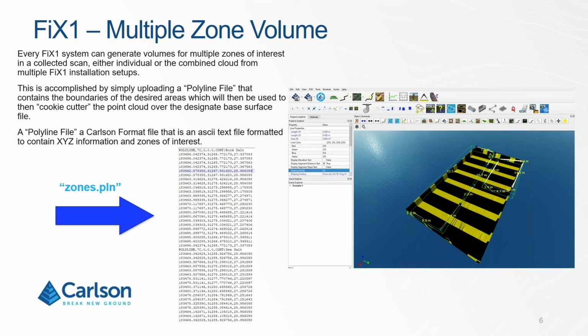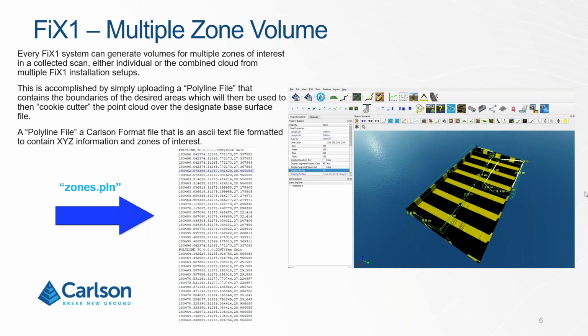Multiple zone volumes. Okay, wrong person got muted. Sorry about that. So with multiple zone volumes, each FiX1 has the capability of extracting separate volumes inside the one scan that are zones of interest.